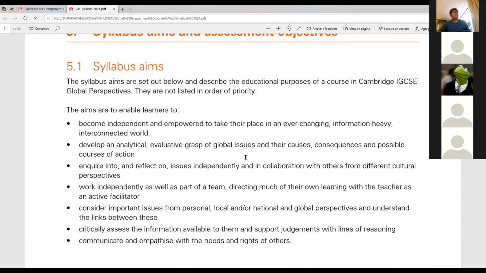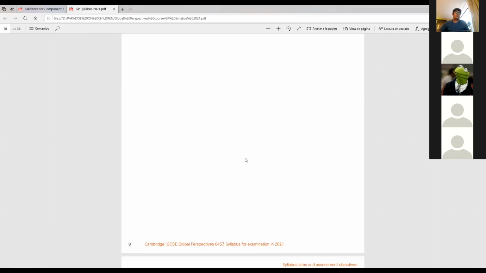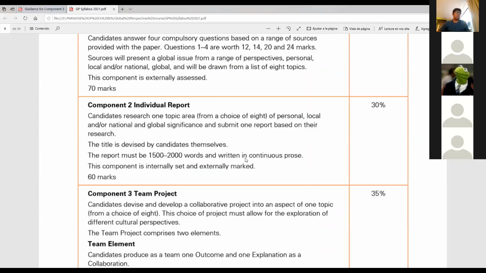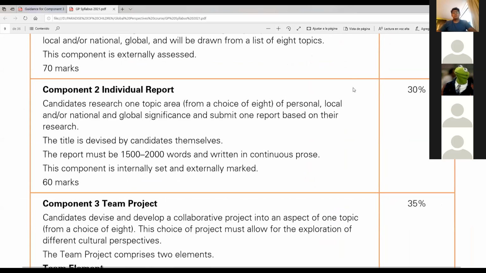In component number 2, in which way do you prepare yourself for it? Okay. In component number 2, which is the individual report, you're going to select one of the topic areas. Remember that the 8 topics for the written examination are different from the 8 topics of the individual report and are different from the topics for the team project. So take that into account. Don't mix the topics because you won't get points for that. Okay, please be very careful about it.